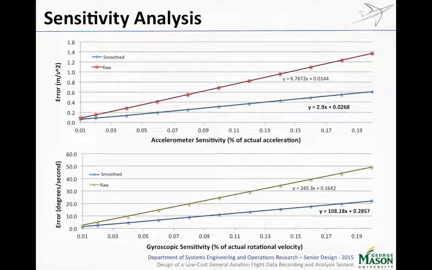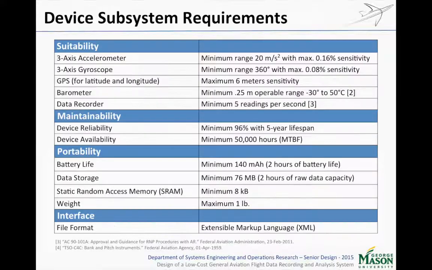One of the cool things about this is our trend here is linear. We have a linear relationship between sensitivity and error, which allows us to fit a linear trend line and determine exactly what our sensitivity requirement is based on a predetermined threshold. We predetermined our threshold to be 2.5%. When we plug that into both of these equations on the bottom, we end up getting our actual requirements, which you see here.